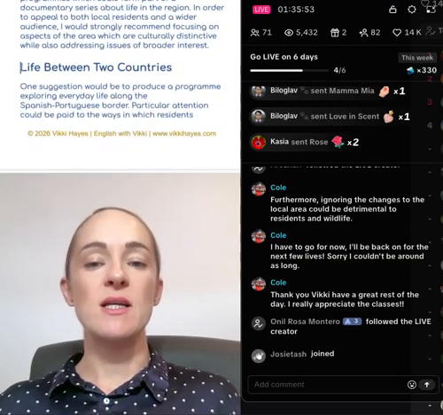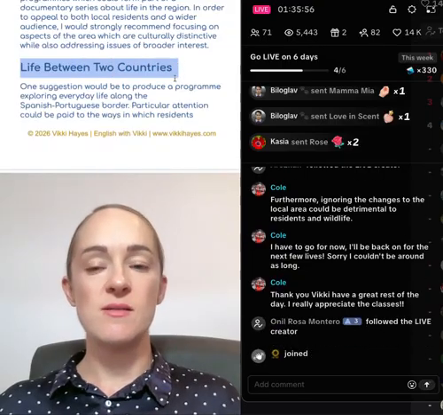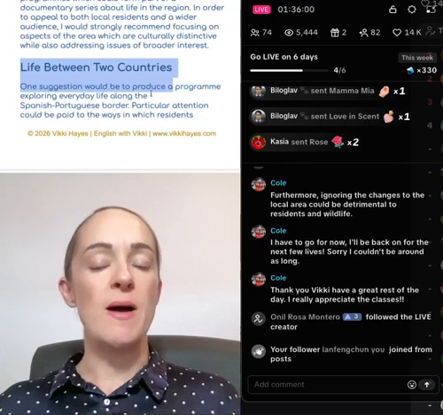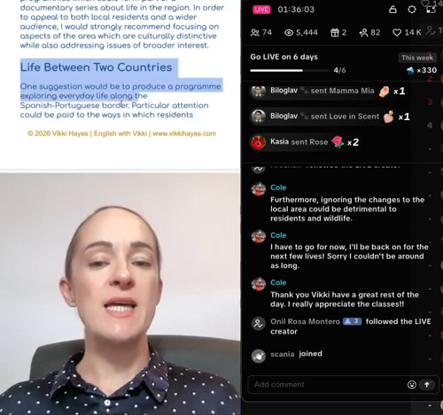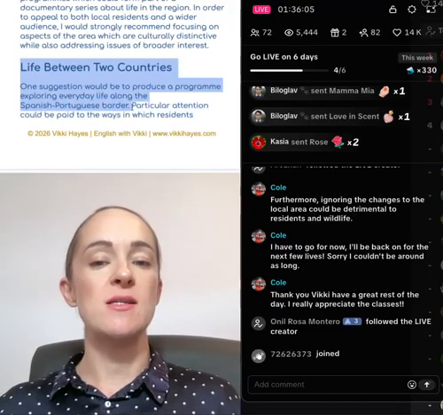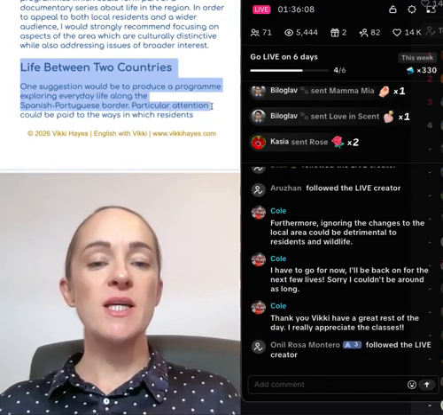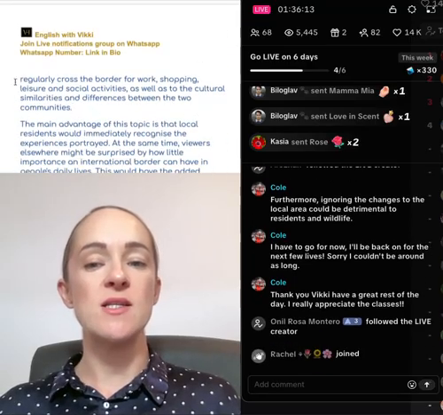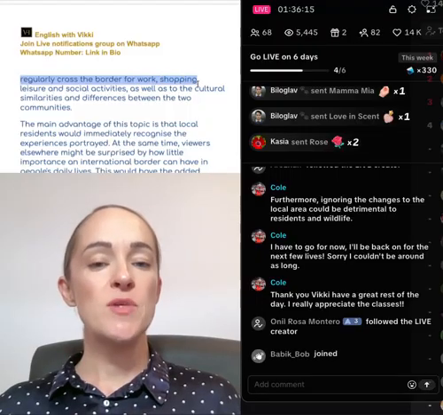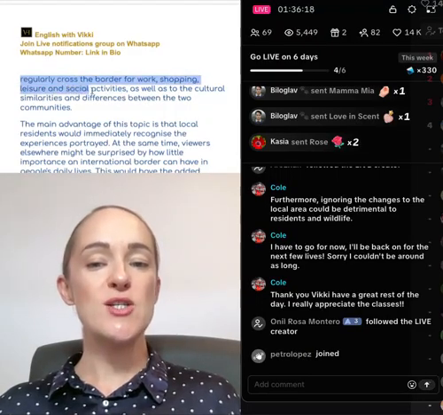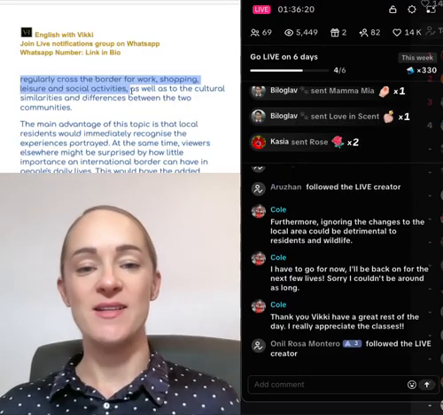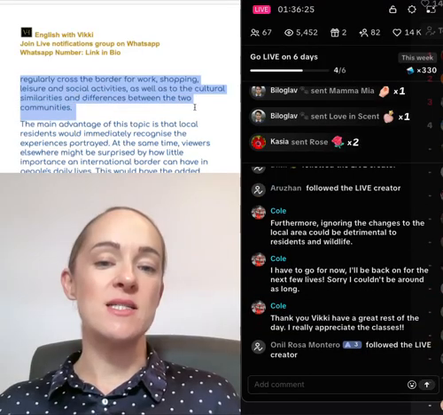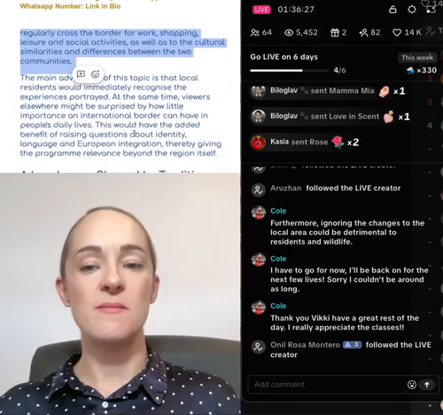Second point, life between two countries. One suggestion would be to produce a programme exploring everyday life along the Spanish-Portuguese border. Particular attention could be paid to the ways in which residents regularly cross the border for work, shopping, leisure, and social activities, as well as the cultural similarities and differences between the two communities.